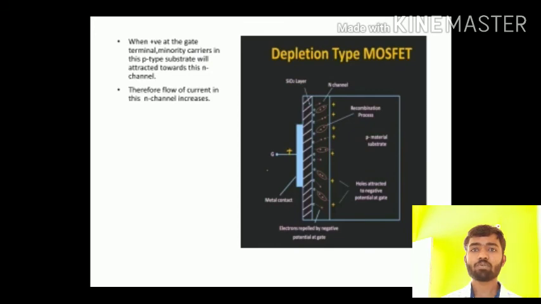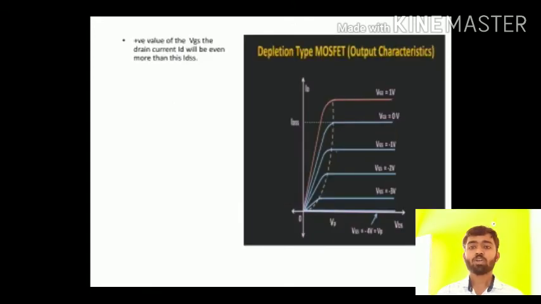Let us see what happens when we apply a positive voltage. Whenever you apply a positive voltage at this gate terminal, then the electrons, which are minority carriers in the p-type substrate, will also get attracted towards this n channel, and so the number of free electrons in the n channel will increase. So effectively we can say that the flow of current in the n channel will increase. So for a positive value of the voltage VGS, the drain current ID will be even more than this IDSS.